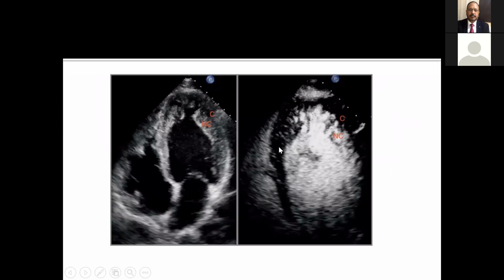The same thing used with a contrast, you can see the gaps in between the non-compacted myocardium here also.